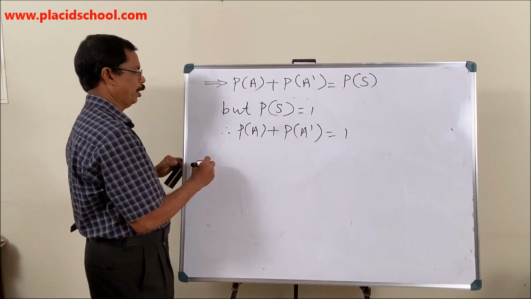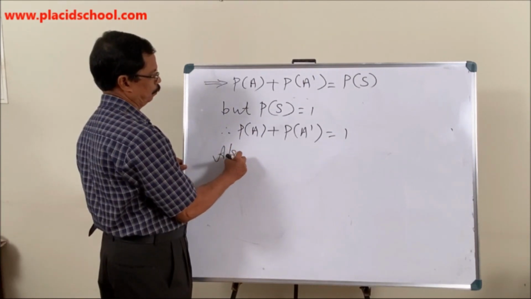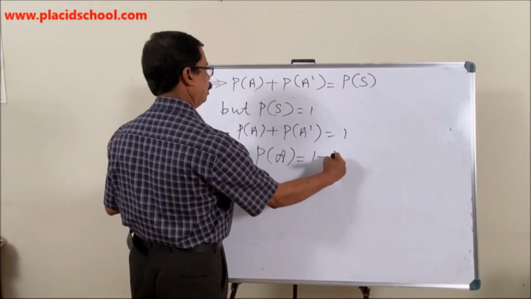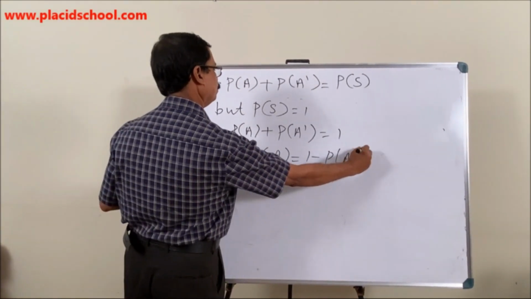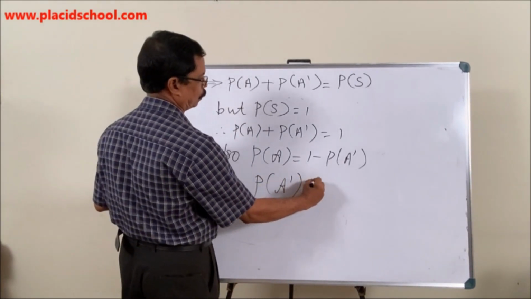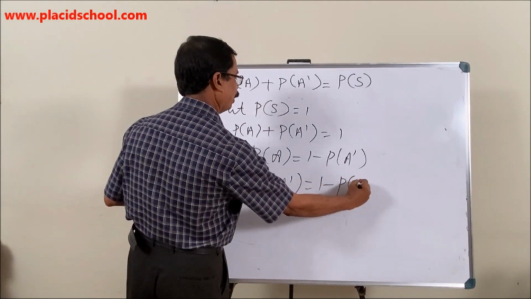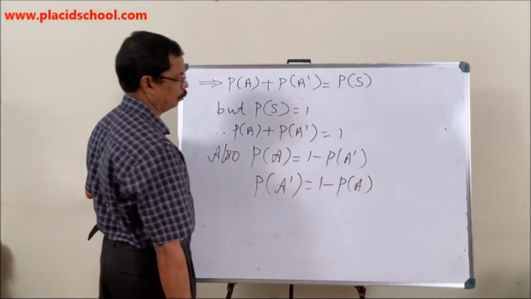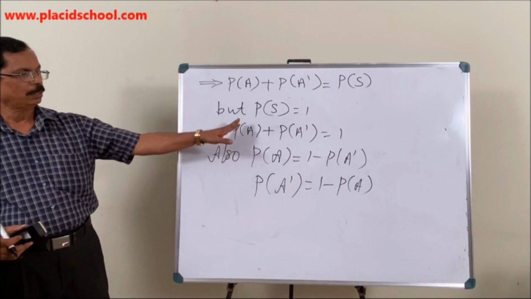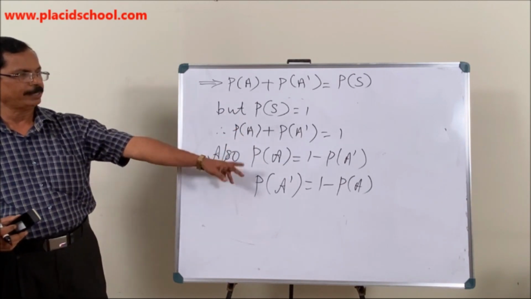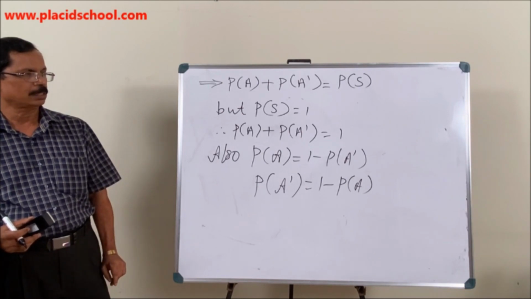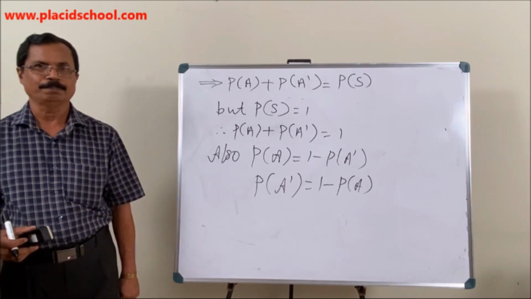So from this we can write P of A is equal to 1 minus P of A dash, and P of A dash is 1 minus P of A. Then these three results are the same. We are just rearranging it. P of A is equal to 1 minus P of A dash, and P of A dash is 1 minus P of A.